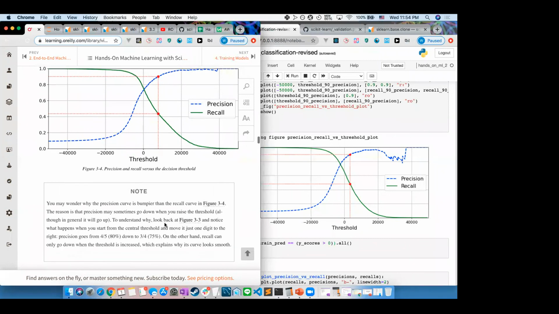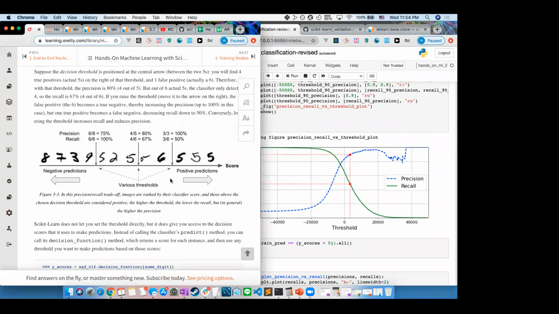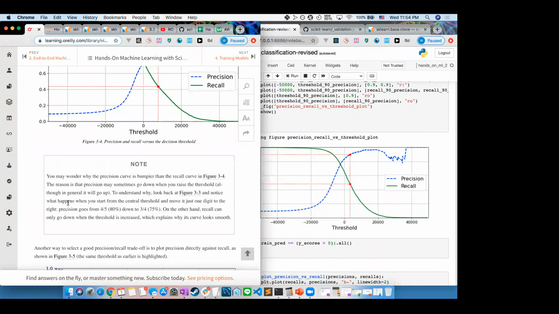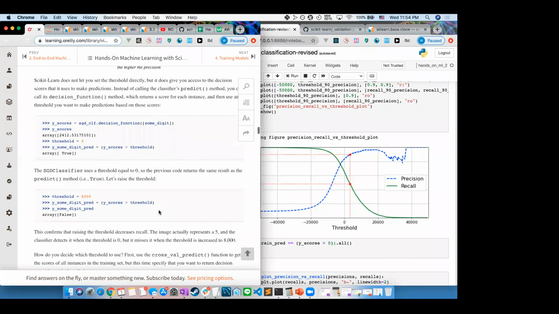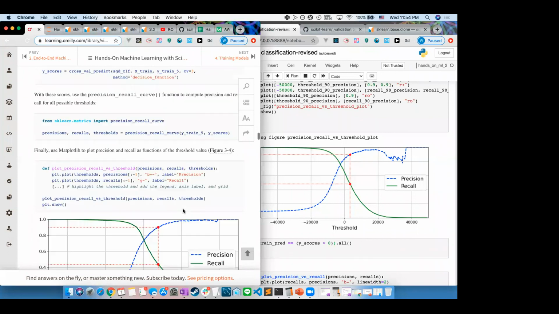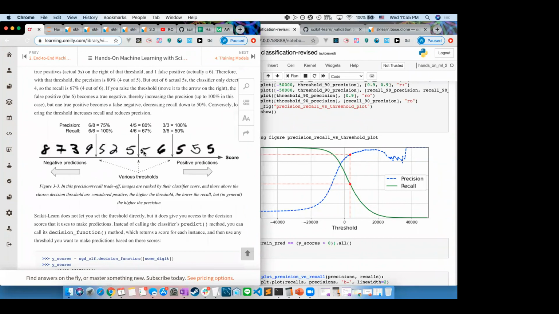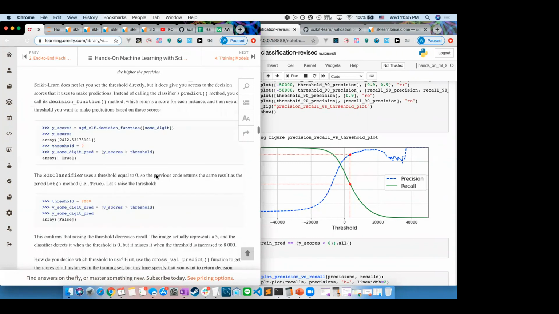To understand why, look back at figure 3.3, and that's this one. It basically says, notice what happens when you start from the central threshold and move it just one digit to the right. When you do that, the precision goes from 80% down to 75%. Because when you move it just one digit, like 1, 5 right here, instead of moving 2 digits, the precision actually goes down.